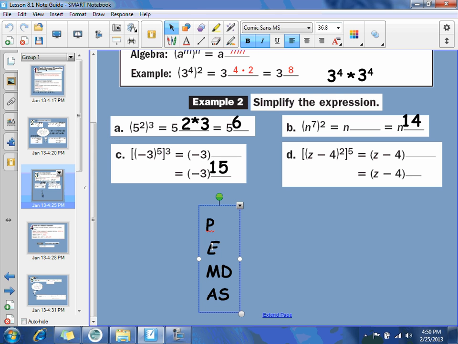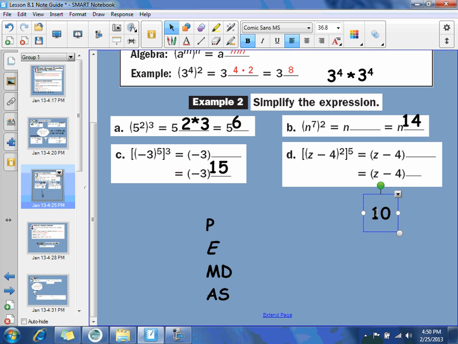Now we can't skip order of operations. You can go from one level to the next level, but you can't skip from one level all the way down. So my exponent, I'm taking z minus 4 to the second power and that whole thing to the fifth power. Notice they kept z minus 4, because whatever that is, I'm taking it to the second power.